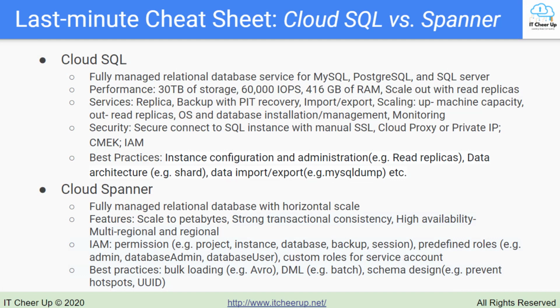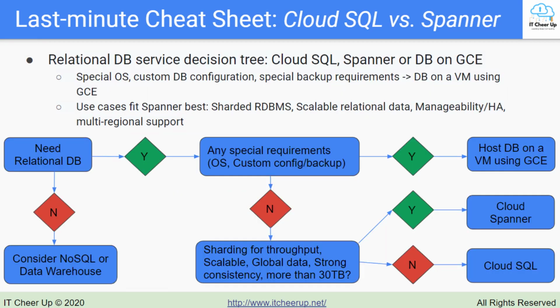There are 3 options for using relational database services in Google Cloud: using Cloud SQL, Cloud Spanner, or hosting the database on a VM using GCP. If your relational database requires a special operating system, custom database configuration, or special backup requirements, then you should host the database on a VM using GCP.